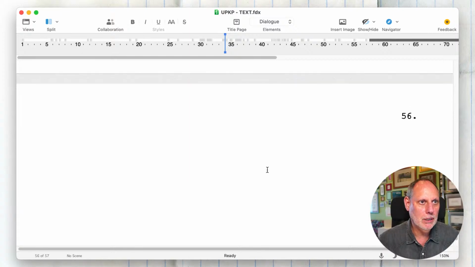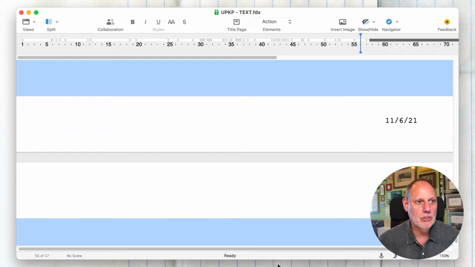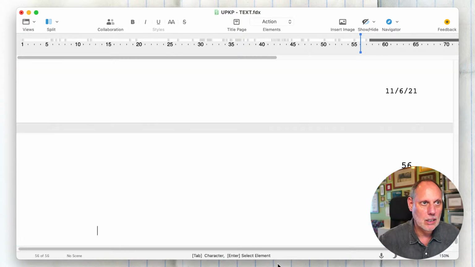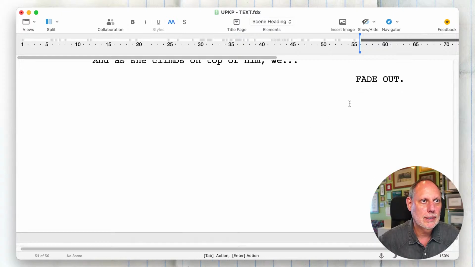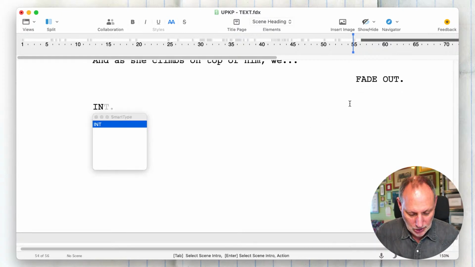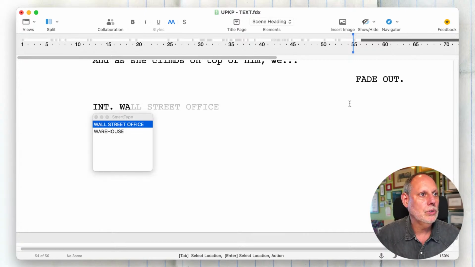Oh, look at all these blank pages. That's a pain. Hold on. We're going to get rid of some blank pages here. Got a little excess. All right. Warehouse.